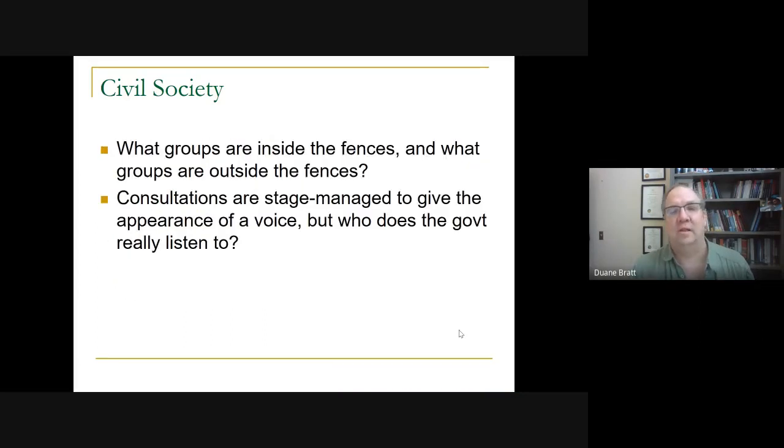And so the question that Klein poses is, what groups are inside the fences? What groups are outside the fences? And another criticism is that consultations have the appearance of giving a voice to civil society, but the question is, who does government really listen to?